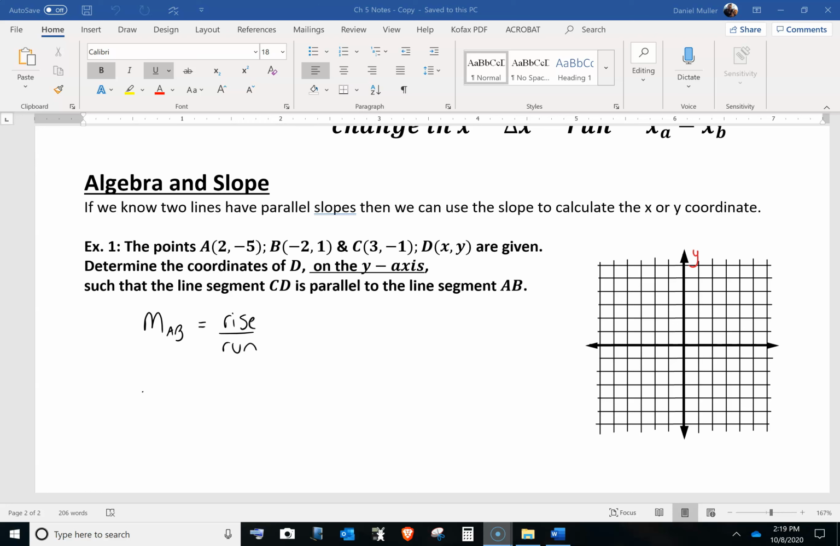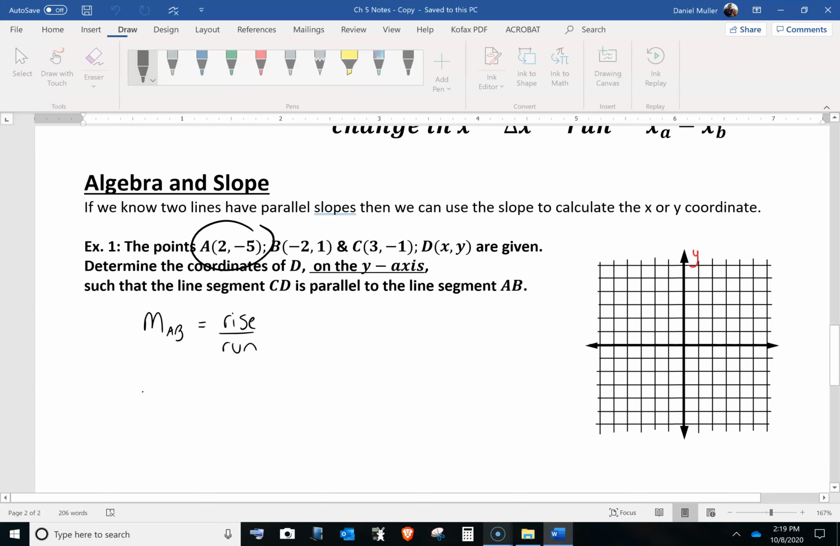Oh, and D is on the y-axis. So it gives us a bit of a hint. We don't know where D is, except for it's on the y-axis. And we want to make the line CD and the line AB parallel. Well, it gives us A and it gives us B. So A is 2 comma negative 5. So we're going to go over 2 and 1, 2, 3, 4, 5.